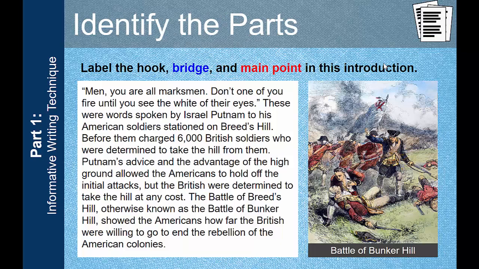So I would like you to do the same thing with this paragraph here. So in a bit, I'd like you to pause, and I would like you to label the hook, the bridge, and the main point of this introduction. So I'll read it out loud.